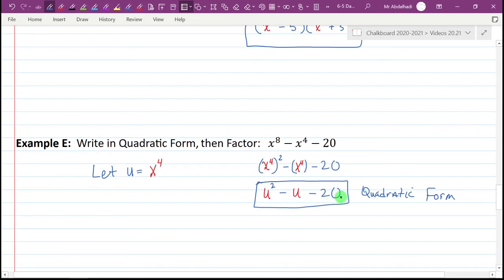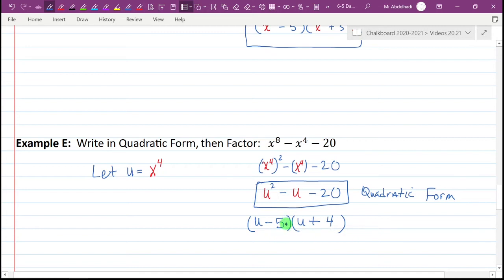But now we have to actually factor. This is also reverse FOIL because there's no number in front of the u. So just put down your u's. We need 2 factors of negative 20 that add to give me negative 1, right? Well, 2 numbers that multiply in 5 and 4. And since this is negative, the bigger number is negative, and this is positive. And there you go. That's factored.